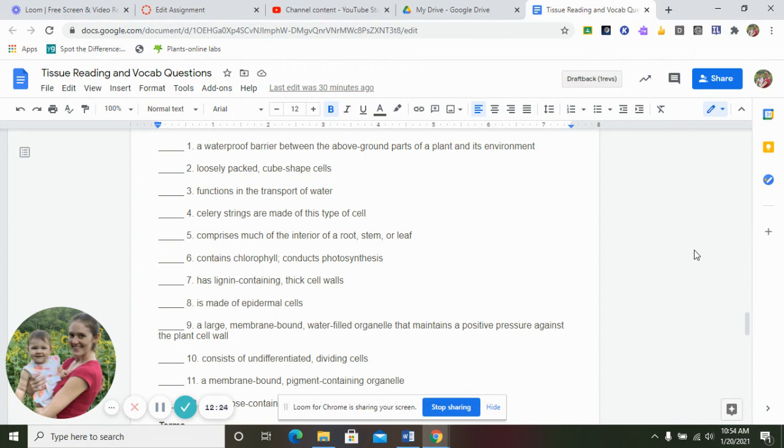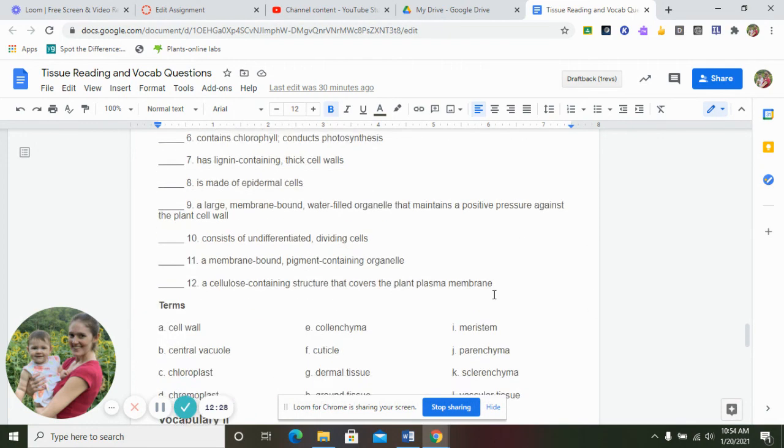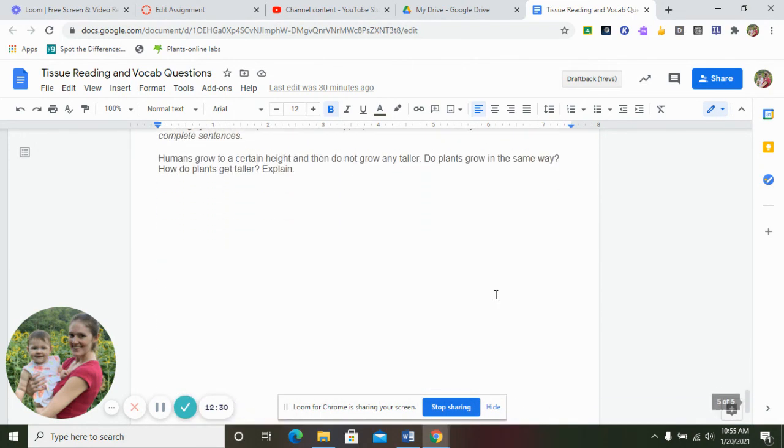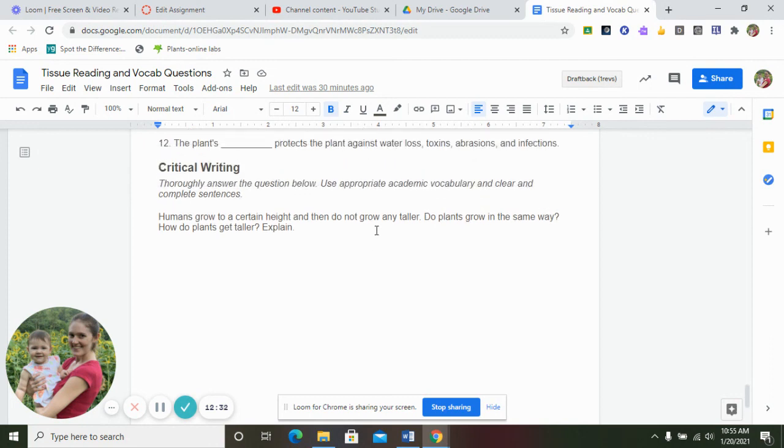Last is a critical writing question, and it says you want to thoroughly answer the questions below. This one right here. Use appropriate academic vocabulary and clear and complete sentences. So you want to try to use some of the terms that we just talked about in the vocab section. And the question is, humans grow to a certain height and then do not grow any taller. Do plants grow in the same way? Do plants get taller? Please explain.